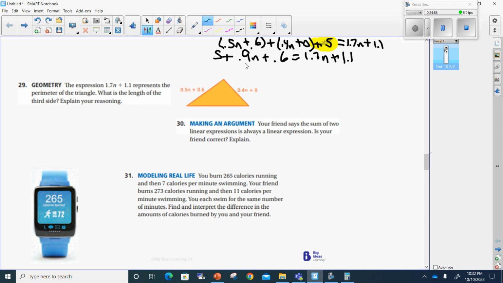So now I'm going to subtract what I have over here to add it to what's over here. The only way to get rid of a 0.9n is to subtract 0.9n. Whatever I do to one side, I have to do to the other side. So I'm going to subtract 0.9n from this side. I'm also going to have to subtract 0.6 from this side. And now s is by itself. I got rid of these.